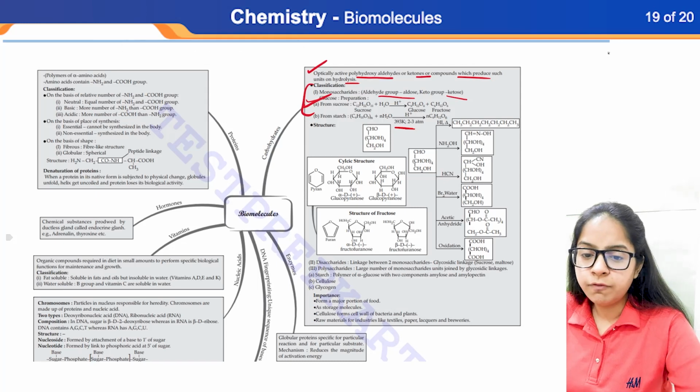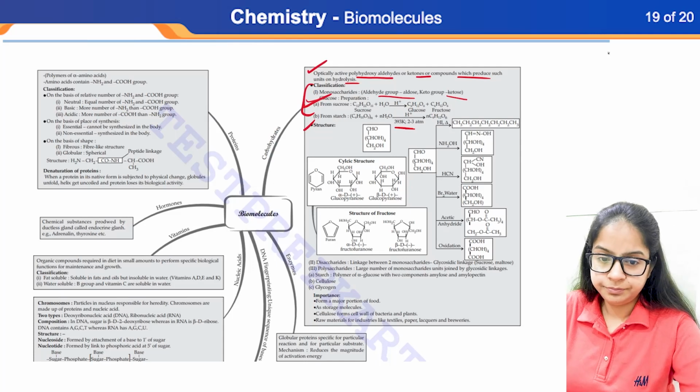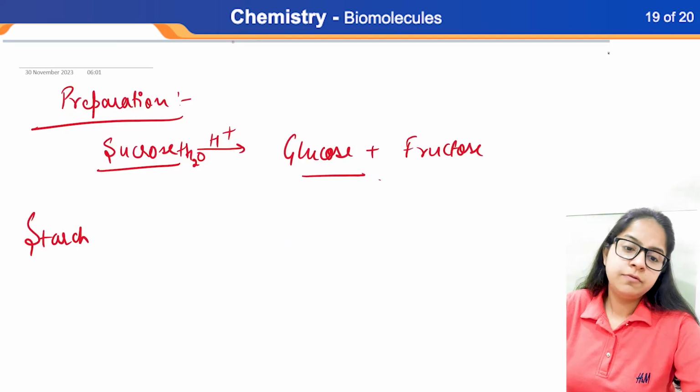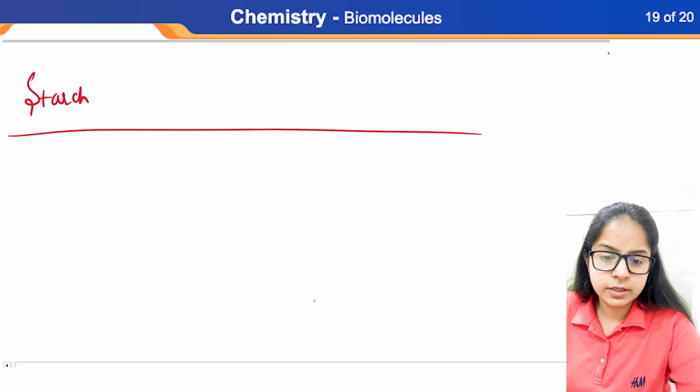Now the structure of glucose. You want the structure of glucose. So firstly, for the structure of glucose?